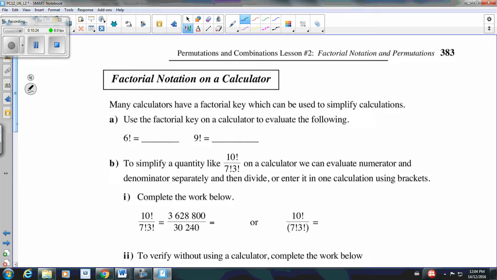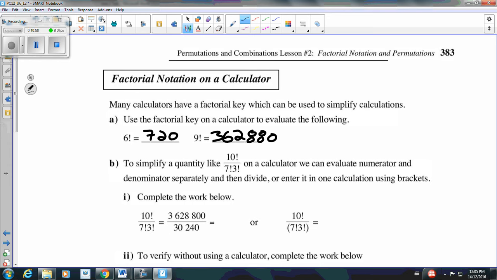Many calculators have a factorial key which can be used. So again, you go into your menu when you're on your calculation screen. You go into your menu, so calculate, into the menu, go down to number 5, probability, and it is the first choice there. So when you punch this in, you should get 720 for 6 factorial and 362,880 for 9 factorial.